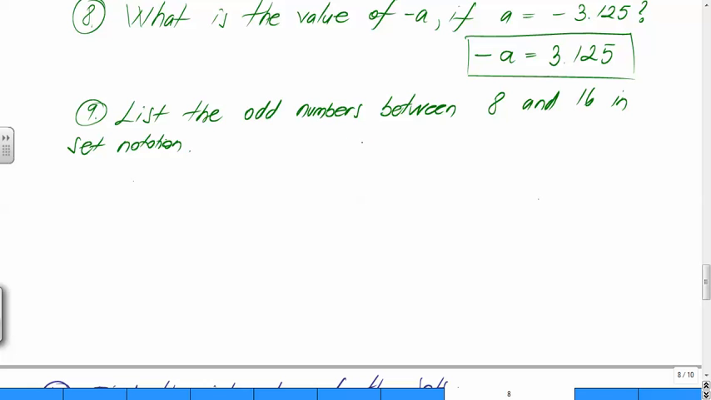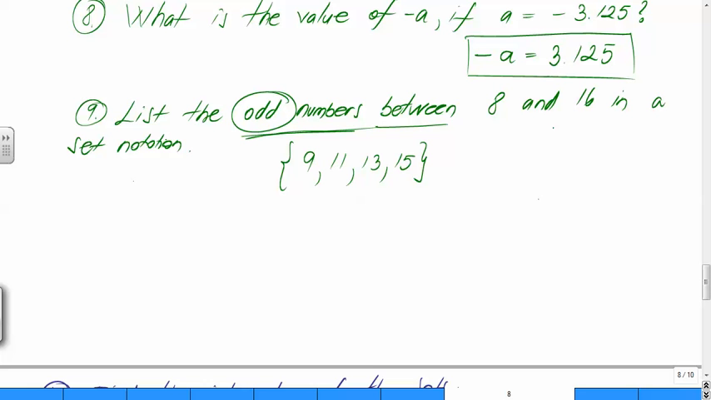Okay? List the odd numbers between 8 and 16 in a set notation, right? Set notation, you have to use these symbols for the set, right? Between, which means you're not including 8 and 16. What is the next odd number after 8? 8, 9. 10 is even, not good. 11, right? 12, 13, 14, 15, and you are done because you list all the odd numbers between 8 and 16. This will be the answer. You're moving on to the next problem.